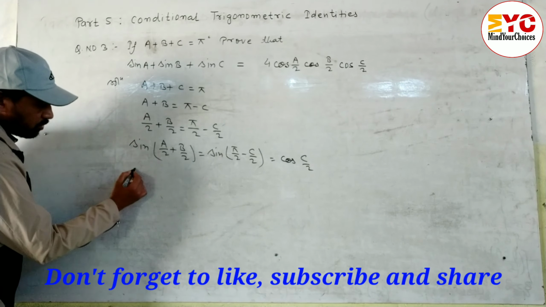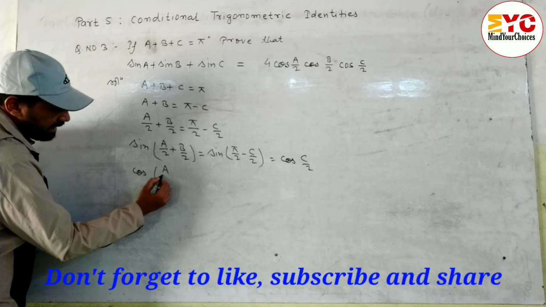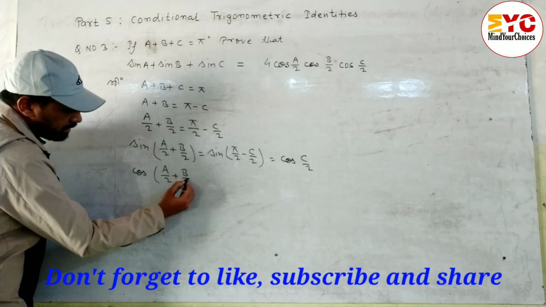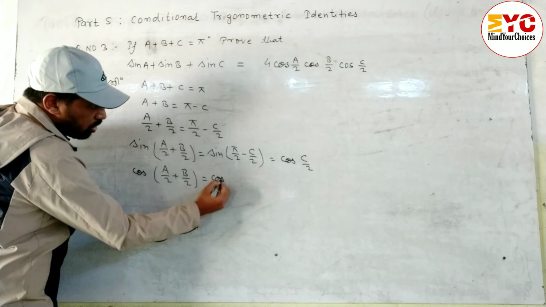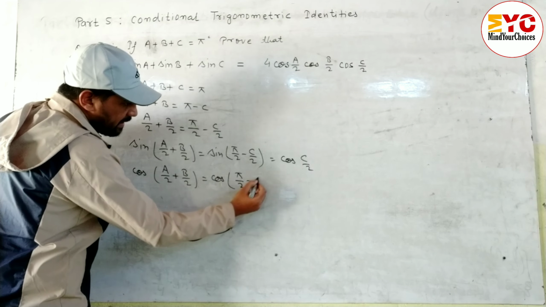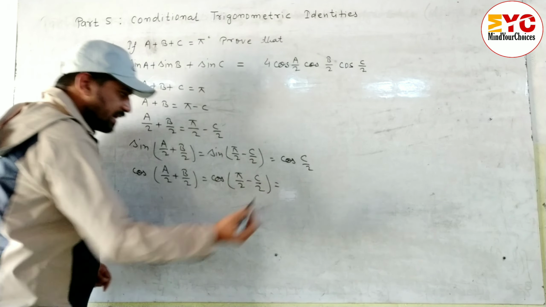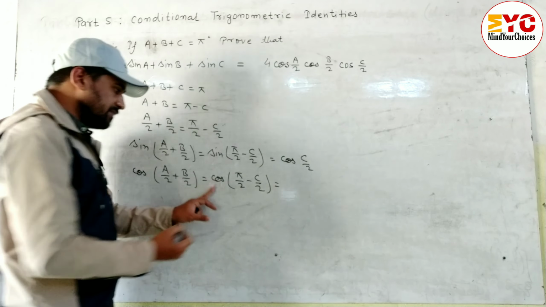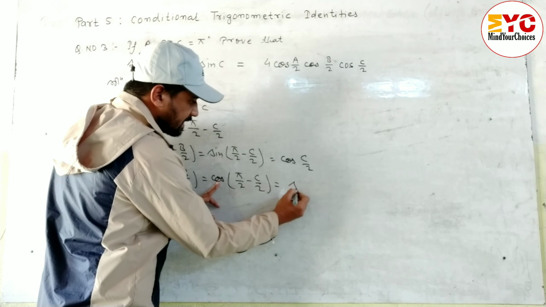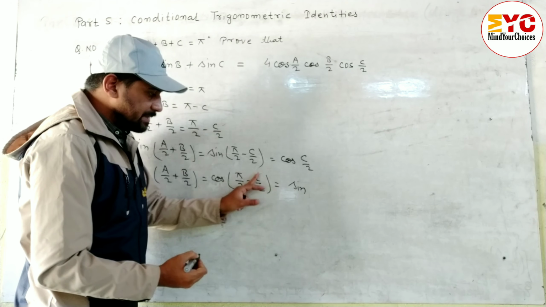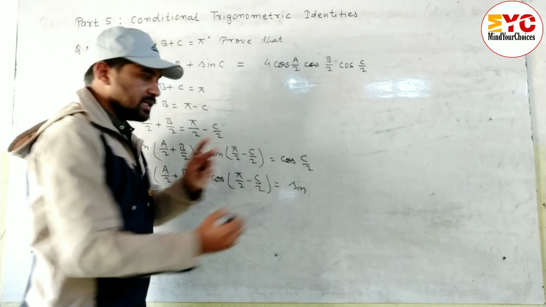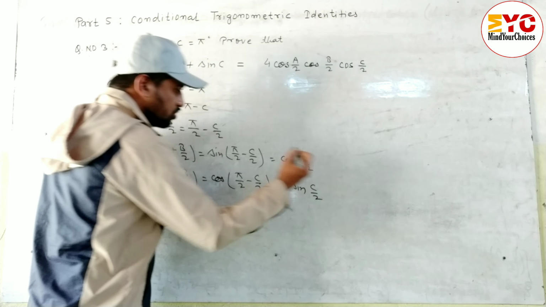Now taking cos both sides, cos of a by 2 plus b by 2 is equal to cos of pi by 2 minus c by 2. Same thing, 90 means change, convert cos in the form of sine, and 90 minus c by 2 means first quadrant all positive, so we can write here sine c by 2.